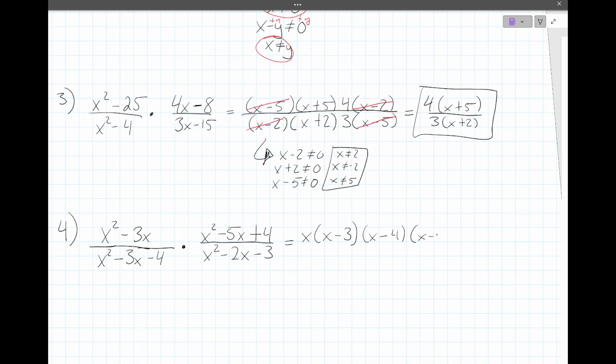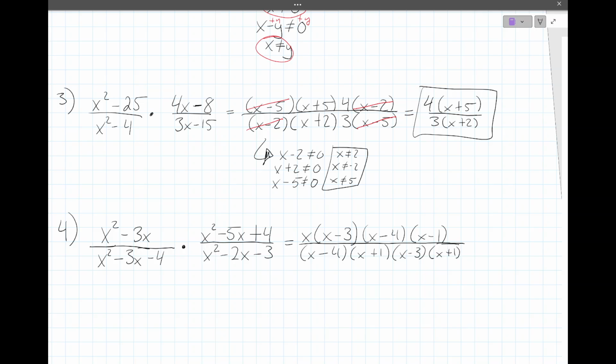You can do the box method and check and see if that works for you. Okay. And now x squared minus 3x minus 4, so that's going to be negative 4, positive 1, so that's going to be x minus 4, x plus 1. Okay, and the other one here, that's going to be x minus 3, x plus 1, so this is going to be x minus 3, x plus 1.